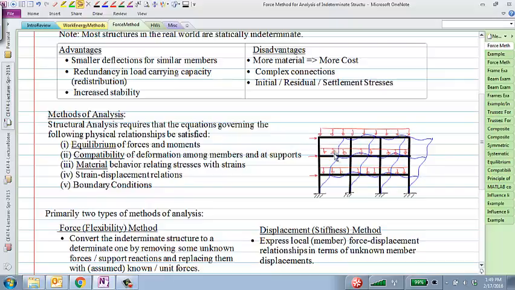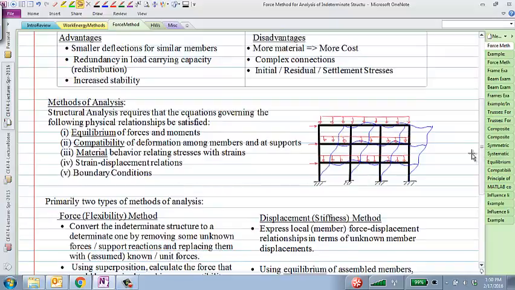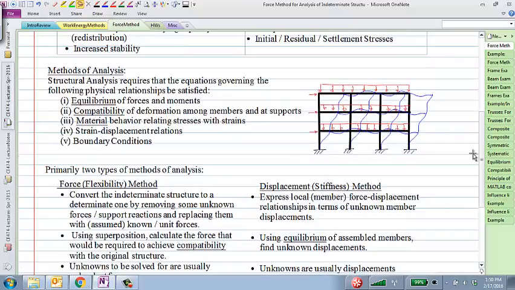And there are 27 total unknowns. So 15 is the total degree of indeterminacy of this structure. Even a simple looking structure, a 3-bay, 3-story frame, is highly indeterminate. And of course, in real life, structures have a much higher degree of indeterminacy.